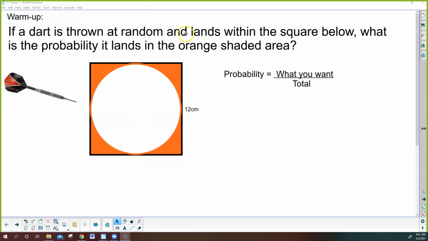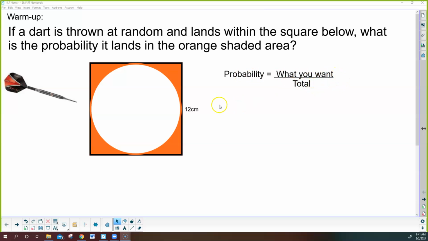If a dart is thrown at random and lands within the square below, what is the probability that it lands in the orange shaded circle or shaded portion? So here's what I think of in terms of probability. Probability is what you want out of the total.